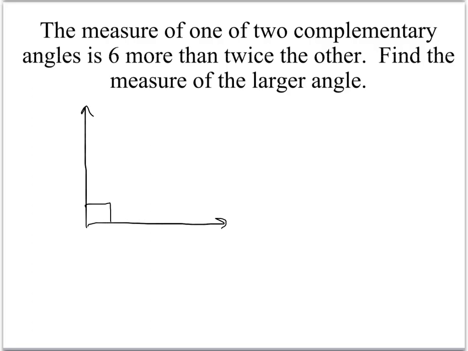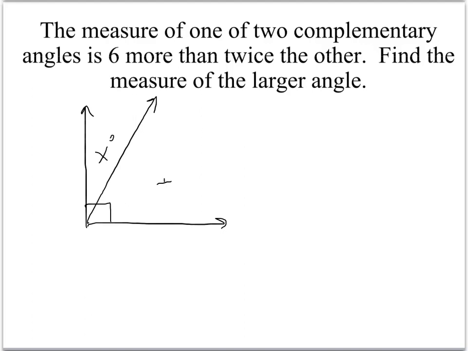So I'm going to start with a diagram of my 90-degree angle. Question says the measure of one of two complementary angles. So I'm going to split my 90-degree angle into two separate angles. I'm going to label one of them x degrees, and I'm going to figure out the other angle based on the question. So the measure of one of two complementary angles is 6 more than twice the other.